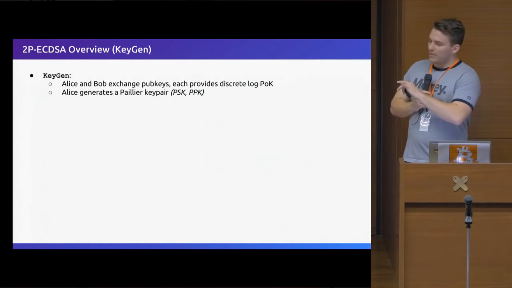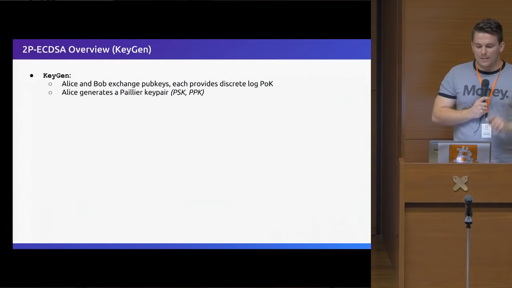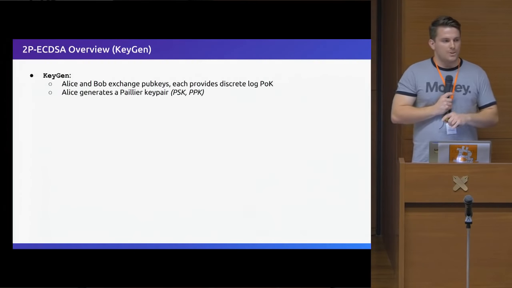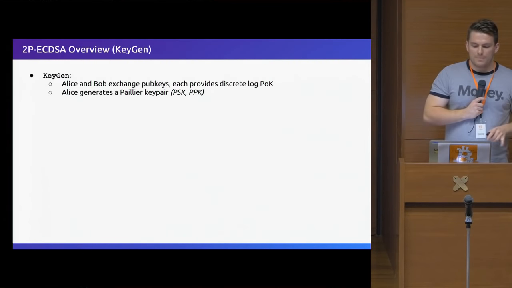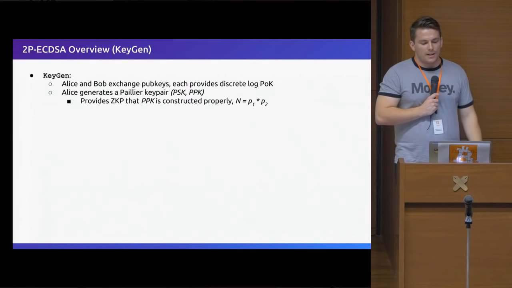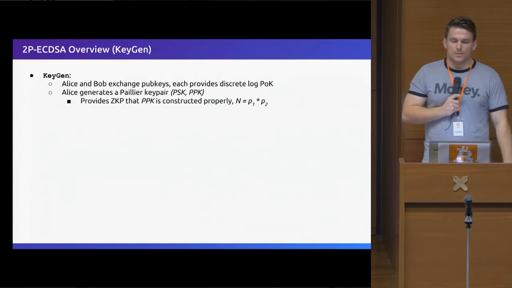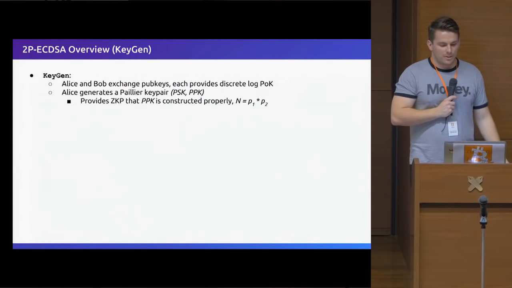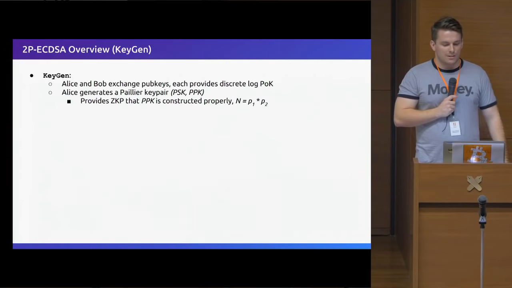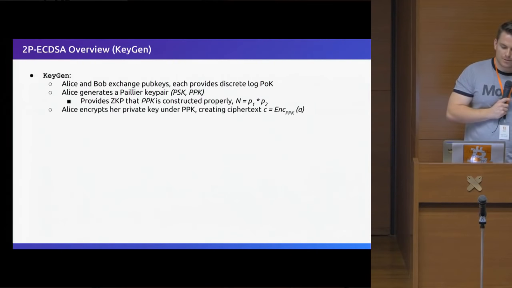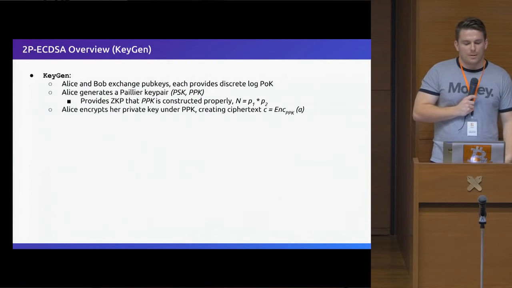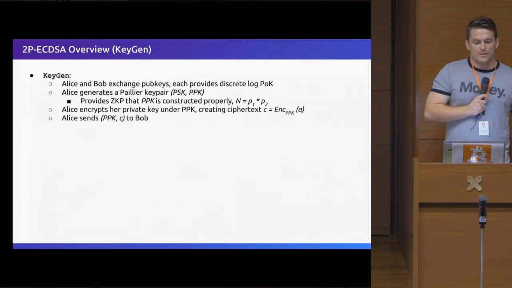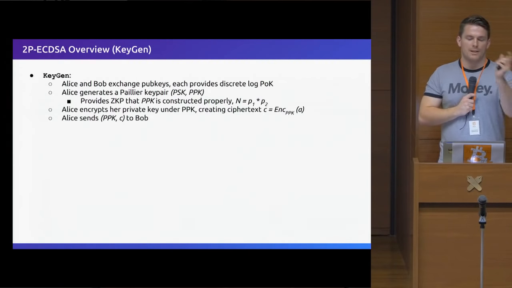And for what it's worth, all this stuff is a little abridged, so mind the notation. Alice generates a Paillier key pair, which again is a different crypto system, sort of related to RSA. And she provides a zero-knowledge proof that the public key is constructed properly, namely that it is the product of 2 large primes, p1 and p2. That'll be very critical to ensure that she can't more or less cheat Bob down the road. Alice encrypts her private key under public key PK, creating an encryption of it called C, and she's going to send her Paillier public key and C to Bob.